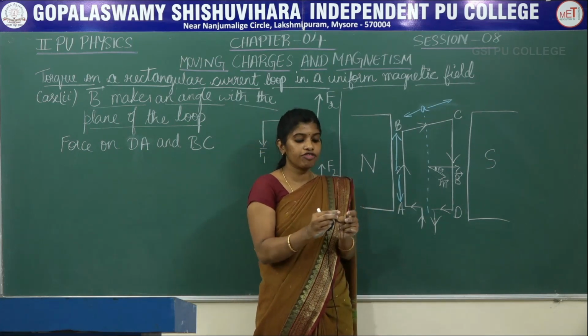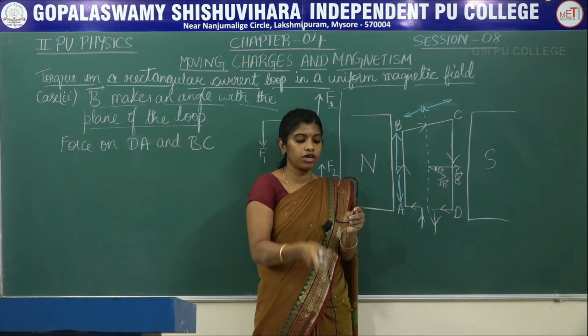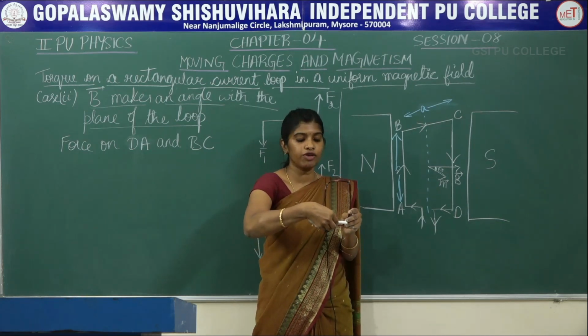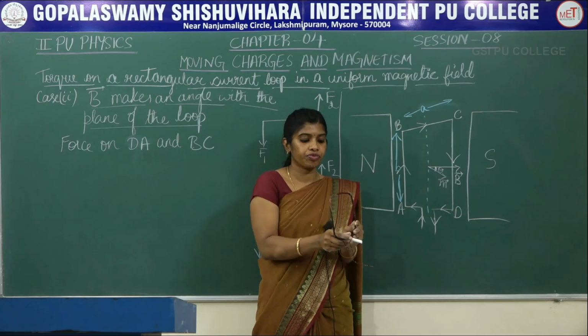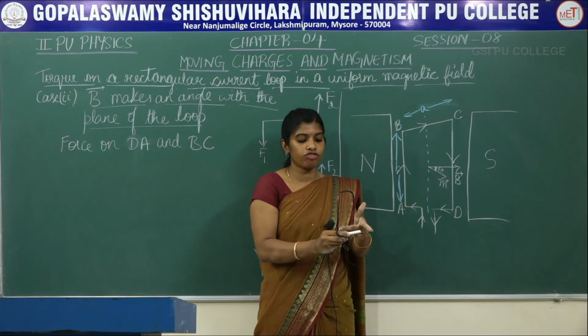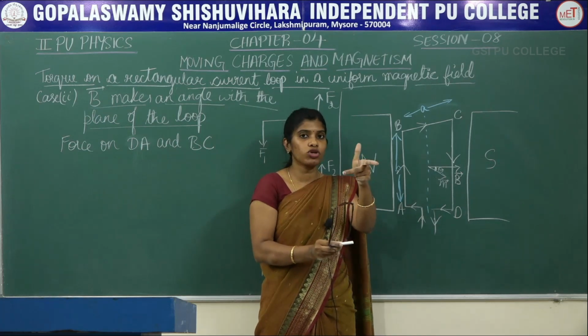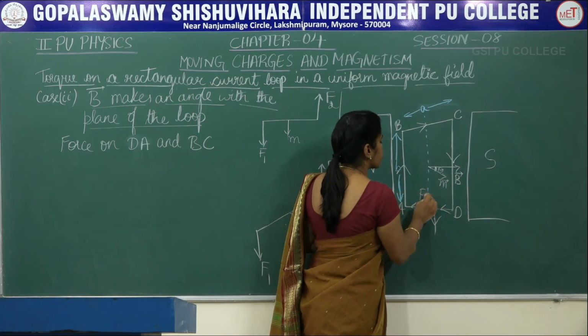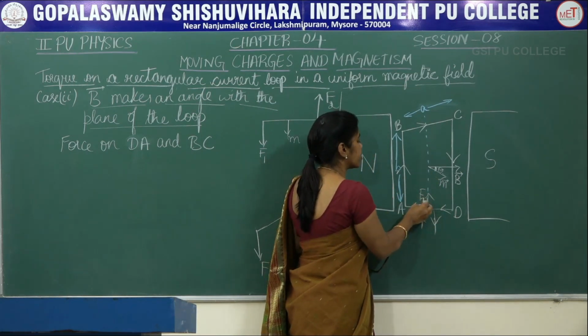So you can see if this is the direction of the current, this is how the magnetic field will be. So direction of current, magnetic field, and the force will be upwards. The force is acting upwards. So I am going to take this force as some F3.